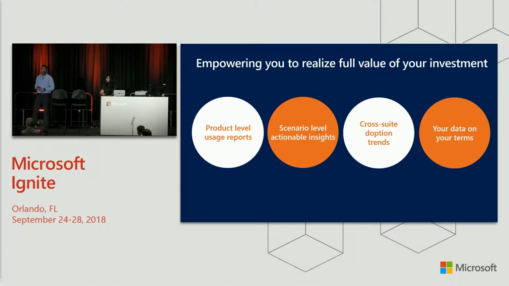We're going to look at scenario-level actionable insights. So this is actually new. I'm not going to steal Shopee's thunder. She's going to show you some concept art around this, and we'd love to get your feedback, and we'll talk to you about how you can provide that feedback to us. I'm going to come back and talk a little bit about cross-suite adoption trends. So instead of just looking at Teams, we're going to have the ability to say, how are people collaborating? Are they using SharePoint? Are they using OneDrive? Are they using whatever that happens to be?